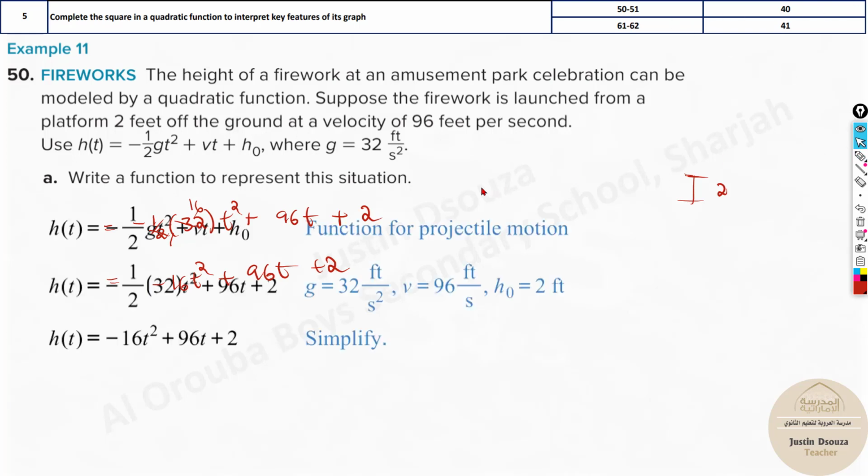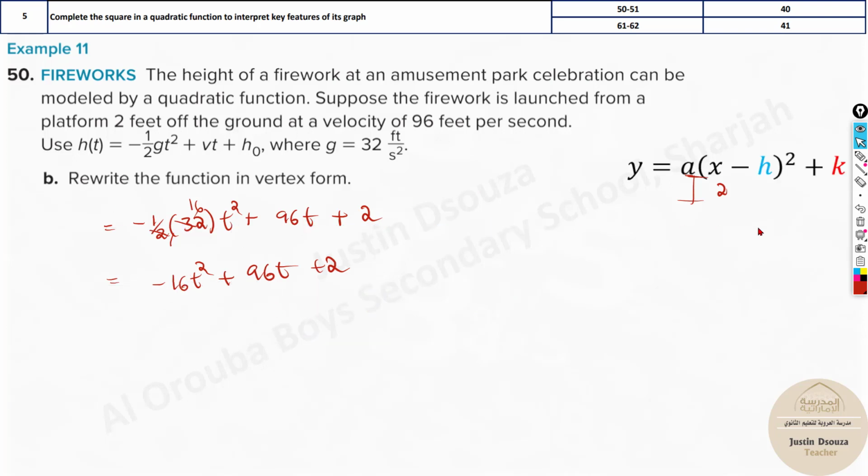Let's just look at the answer. It's negative 16t squared plus 96t plus 2. That's it. Now part B is to represent this equation in vertex form. Do you know what a vertex form is? It's mentioned over here if you have forgotten. It is given as (x minus h) the whole square plus k. Here h and k are the x and y coordinates of the vertex.